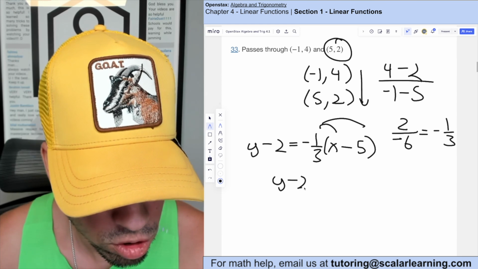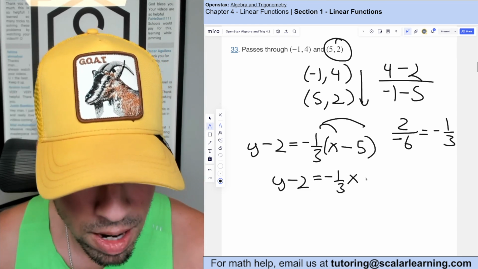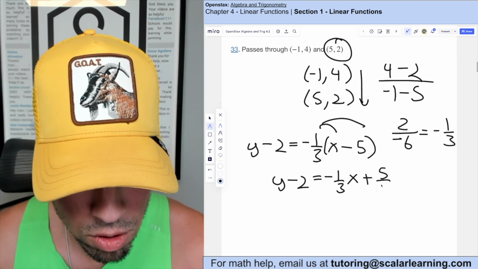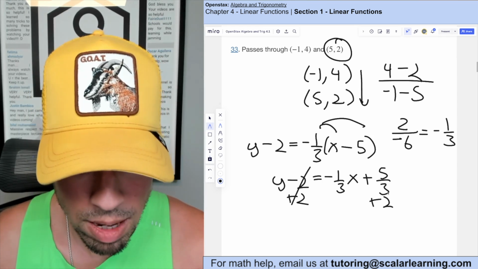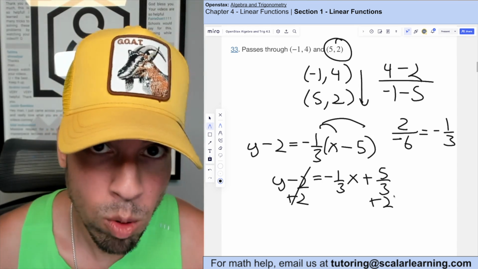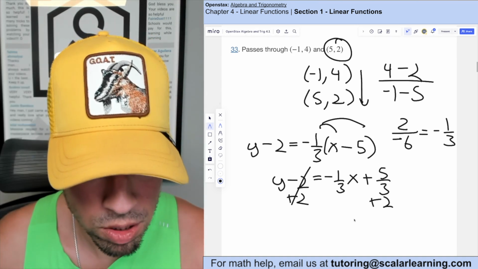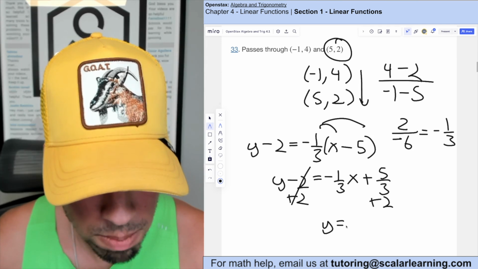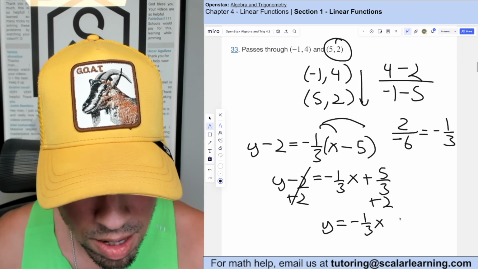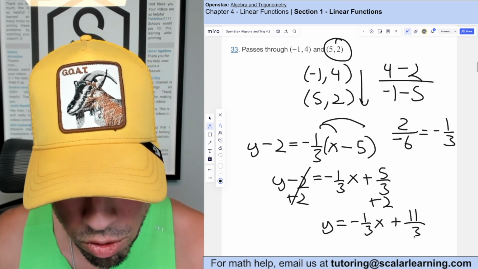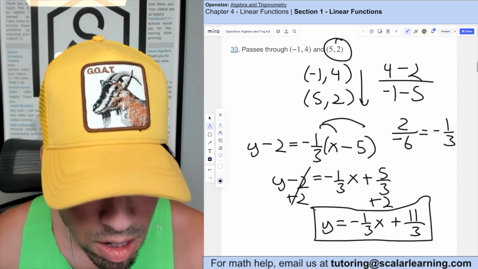So I got y minus 2 equals -1/3 x, and then -1/3 times -5 is +5/3. Last but not least, we're going to add 2 to both sides. And remember, when we're adding 2 to that mixed number, we can think about it as 2 over 1, or 4 over 2, or in this case, 6 over 3. So 6 over 3 plus 5 over 3 gives us an improper fraction of 11, right? 6 plus 5 is 11 over 3. So there's our final answer for the linear equation. Y equals -1/3 x plus 11/3.